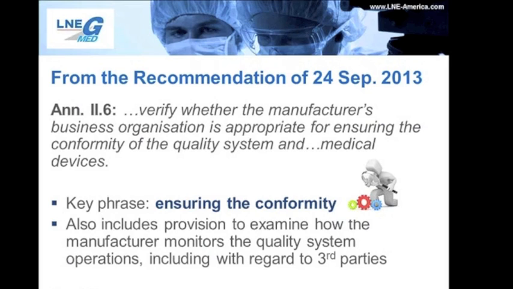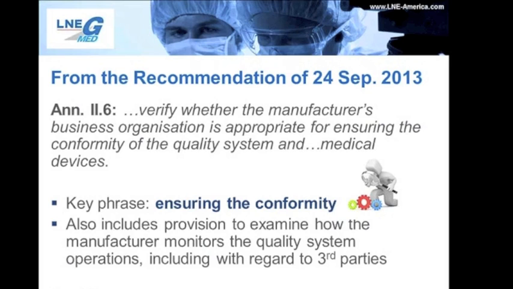So moving on, Annex 2.6 states that the notified body should verify if the manufacturer's business organization is appropriate for ensuring the conformity of the quality management system and the manufacturer's medical devices. The key phrase here is ensuring that conformity. Do you remember how in Annex 2.3 of the MDD, there's the requirement about the methods of control? Well, if you read the whole clause, and not just what was on the slide, because I cut some things out for space, but go read the whole clause, you'll see a requirement to describe the business organization, including the third parties and their methods of control.